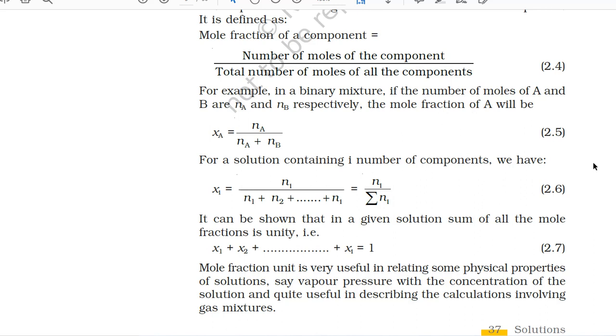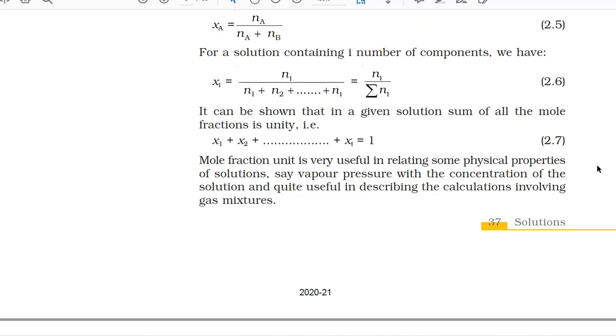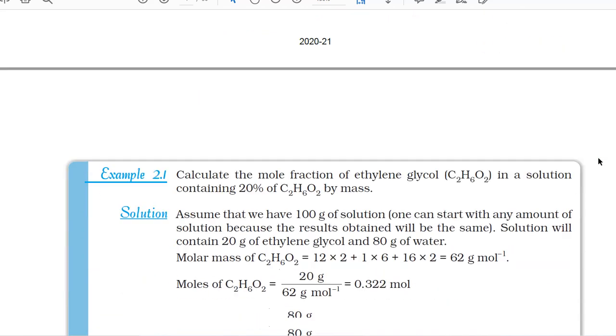Mole fraction unit is very useful in relating some physical properties of solutions, say vapor pressure, with the concentration of the solution, and is quite useful in describing calculations involving gas mixtures.